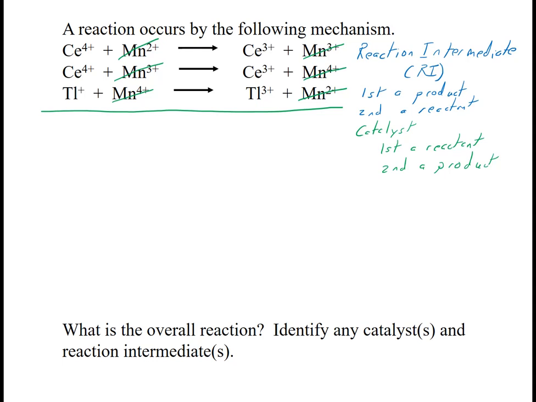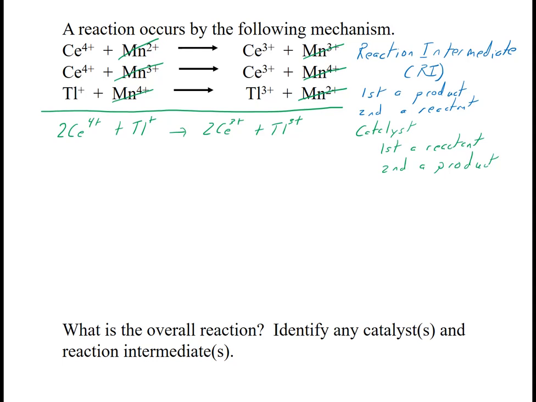So to write the overall reaction, once I've canceled out everything, I basically write down what hasn't been canceled out. And if you remember, if they're on the same side, they add. If they're on opposite sides, they subtract. So my overall reaction is going to be 2Ce4+ plus Tl+ goes to form 2Ce3+ plus a Tl3+. Okay, so that's my overall reaction.